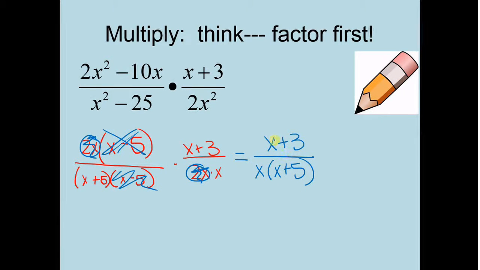Now, remember, can't cross off this x, can't cross off that x. That would be killing kittens again. So don't kill the kittens. This is done.